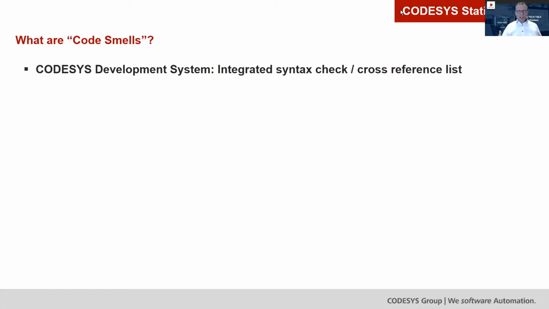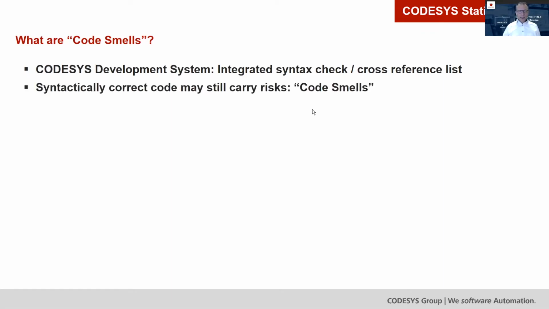These are checkers which help us to have a syntactically correct code and to see where there are relationships. The cross-reference list shows me where a variable was declared and used, for reading and for writing. This is of course available. However, even syntactically correct code may still carry risks. And these risks are called code smells.